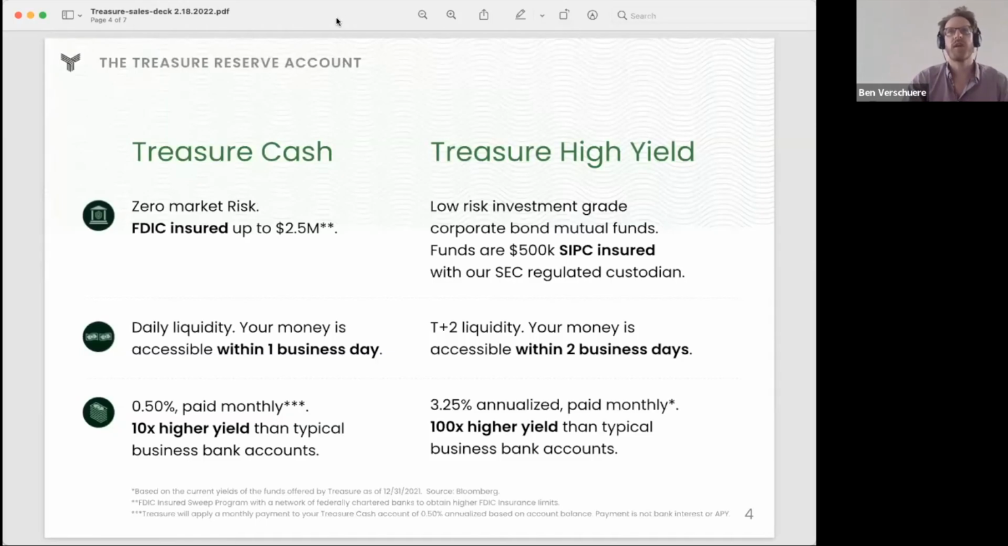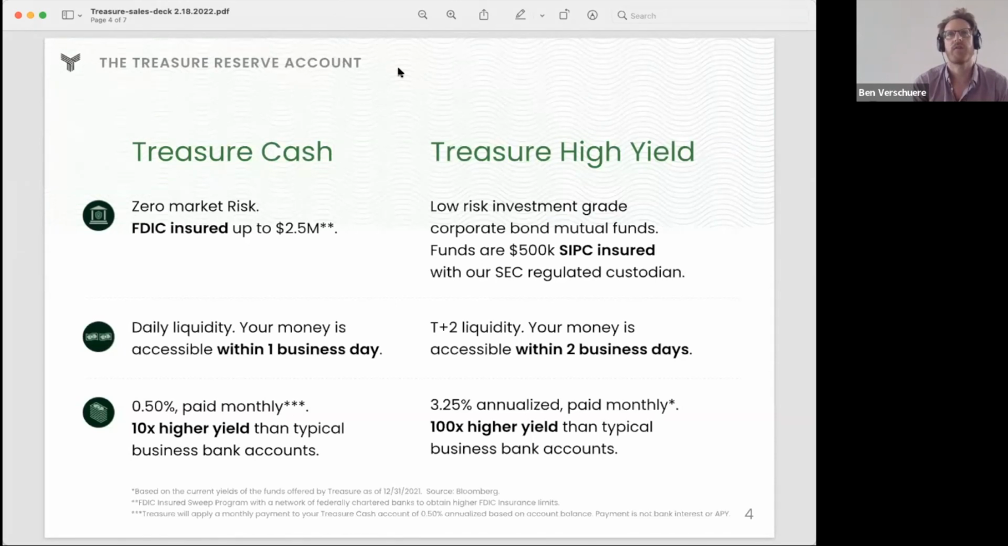So what we have here are the two products that we have in our Treasure reserve accounts, which is Treasure Cash and Treasure High Yield. Treasure Cash is a cash product where our customers put some money on the platform that has zero market risk. It's FDIC insured up to 2.5 million, daily liquidity, and we pay a 0.5% interest, which is much higher than typically what people get here in the US in the banks.